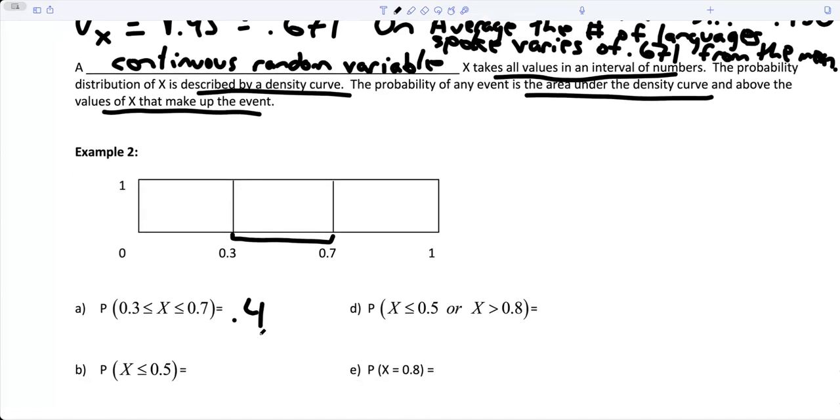Okay. Well, what's the probability that x is less than or equal to 0.5? Say that 0.5 is right there. Again, I'm going to find the area. It's a rectangle. The width is 0.5. The height is 1. So this would also be 0.5.